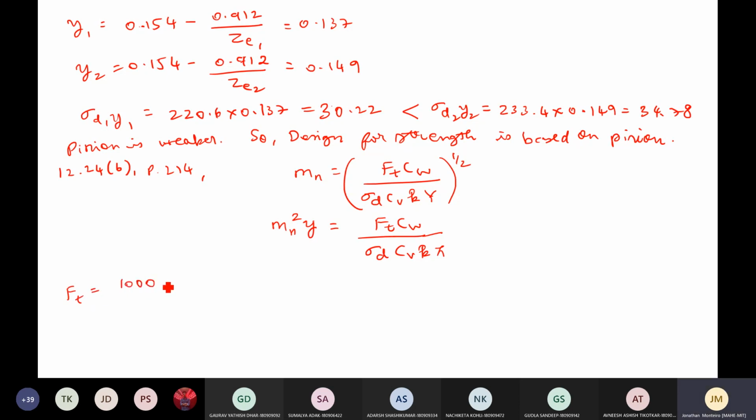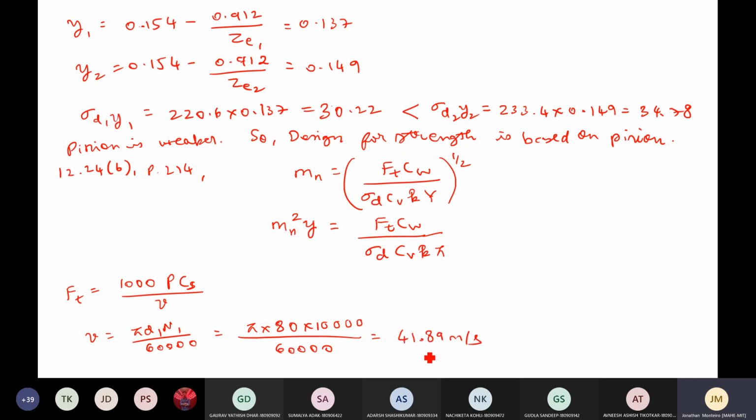Ft is, we don't have any torque as reference, but we have to go with the power as reference and service factor. P Cs by V. Okay, so let us calculate the subcomponent. V is pi d1 n1 by 60,000. So that should be equal to, this is 80, 10,000 is the RPM, and this is 60,000. So this should be coming around 41.89 meters per second.